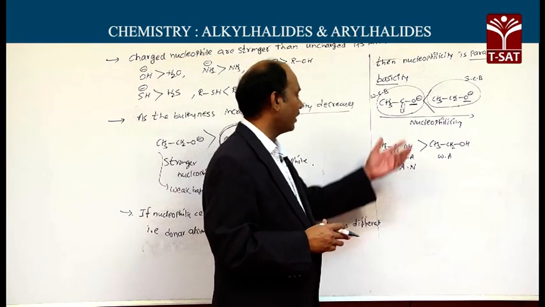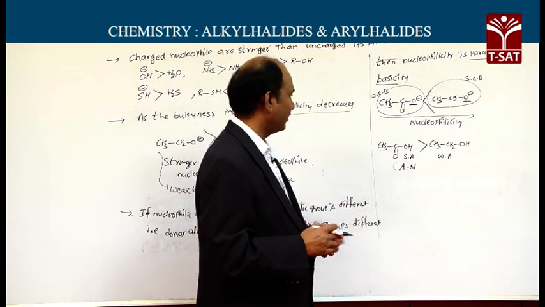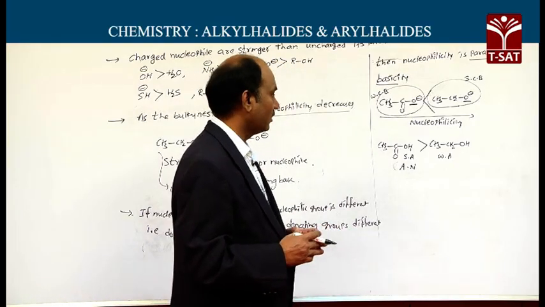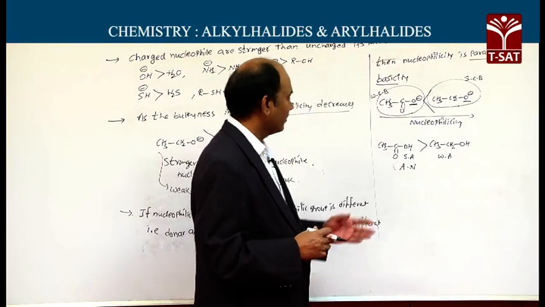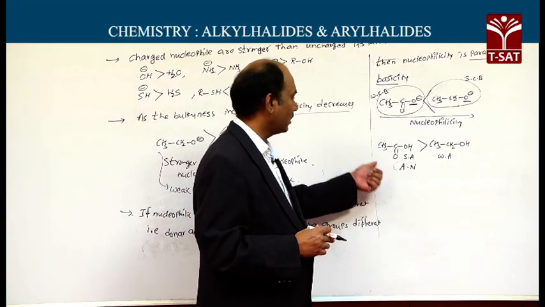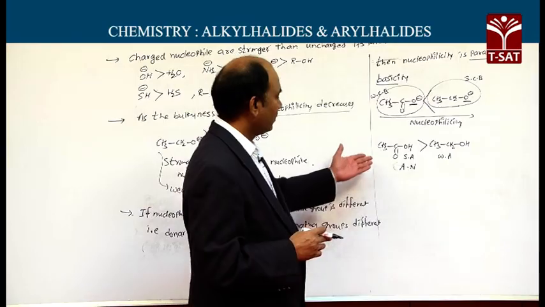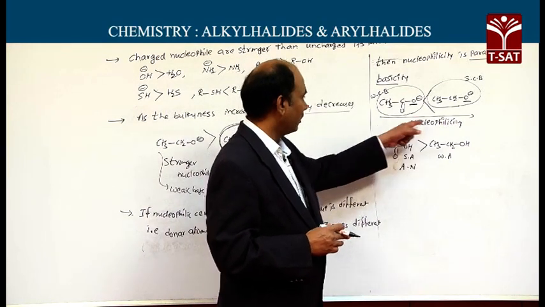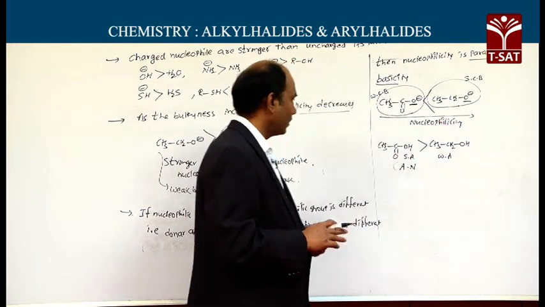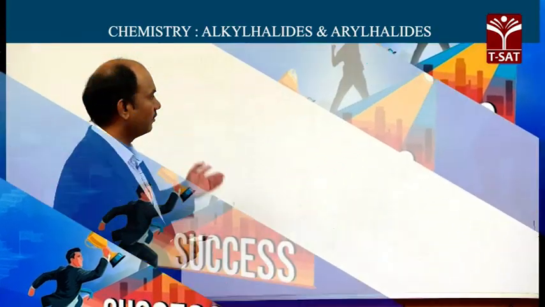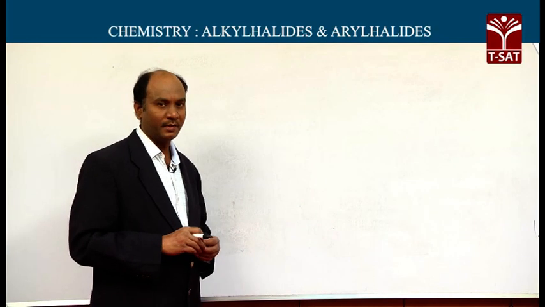So how do we compare? First of all, convert into acid. Acetate is formed from acetic acid. Ethoxide is formed from ethyl alcohol. This is a strong acid, that is a weak acid. Strong acid will have weak conjugate base. Weak acid will have strong conjugate base. Therefore the nucleophilicity of ethoxide ion is greater than acetate ion. We have completed nucleophilicity and basicity.